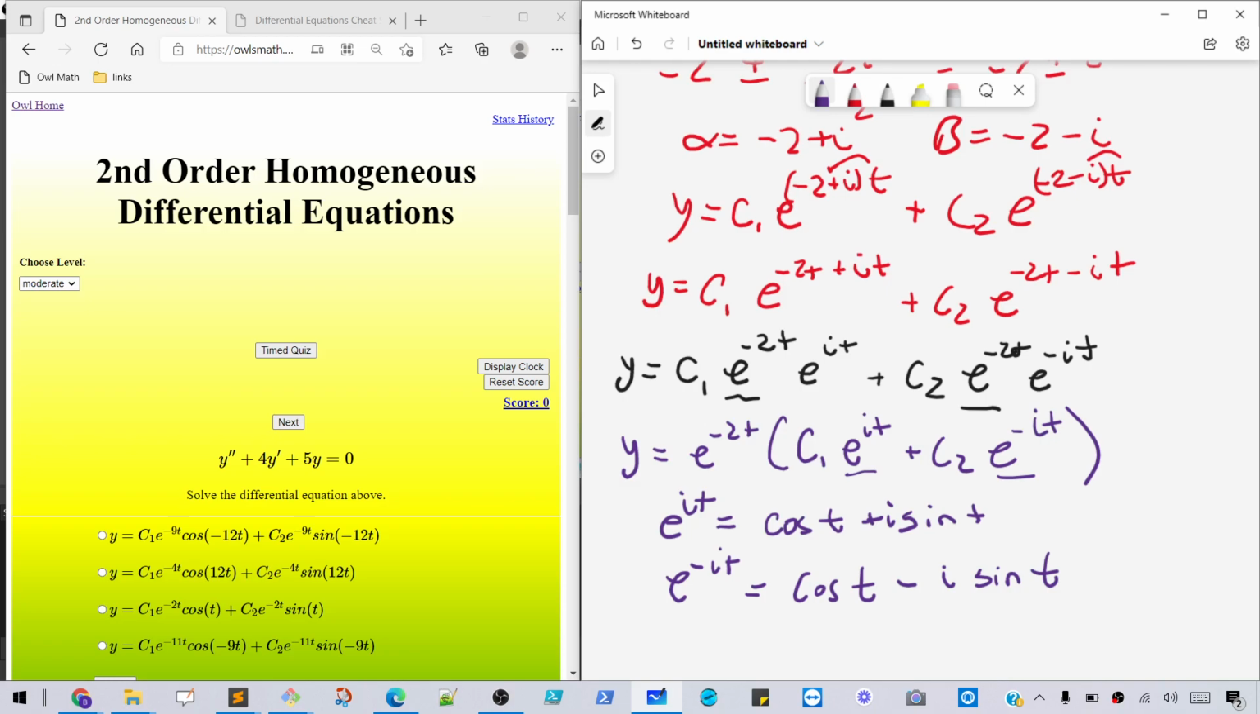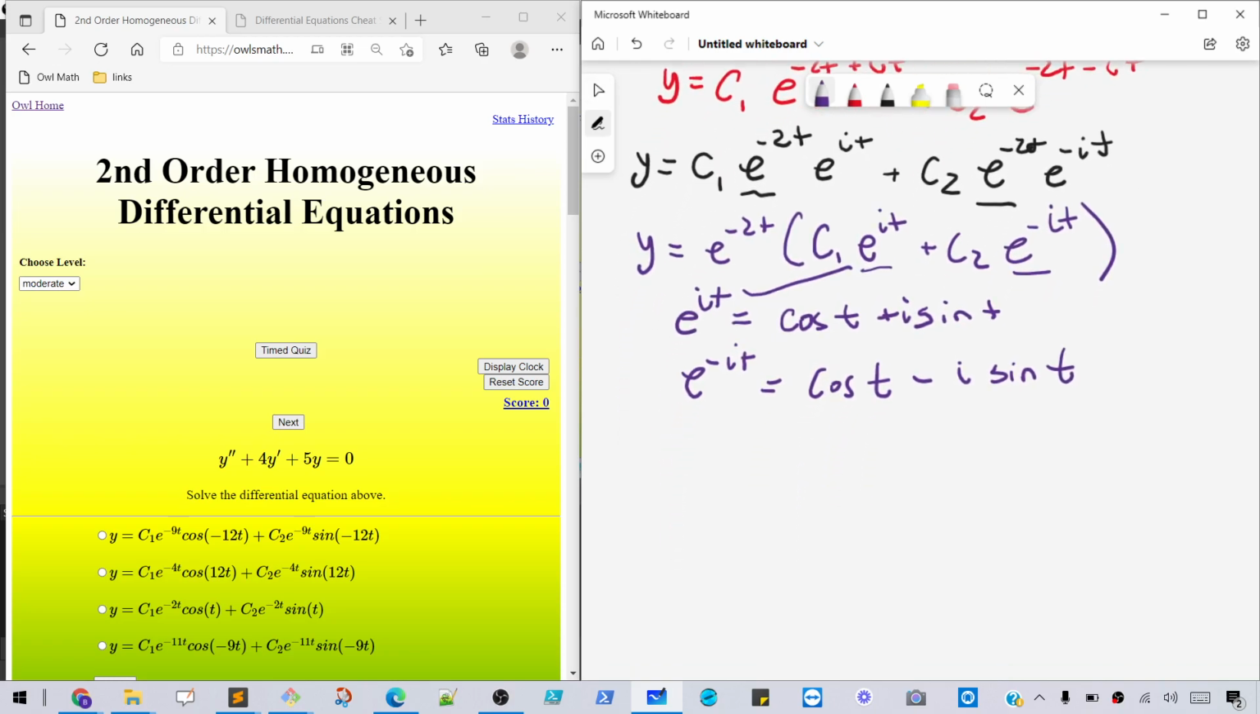Okay, good. So then what we can do, let's just plug these values back in, and let's see what we get.